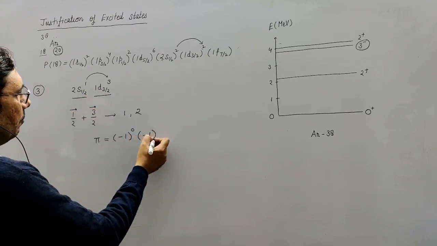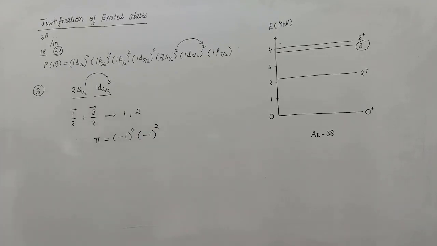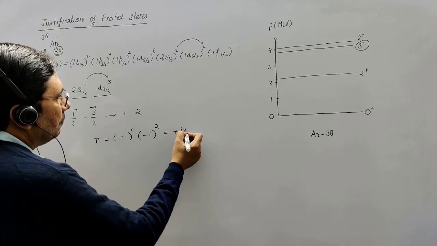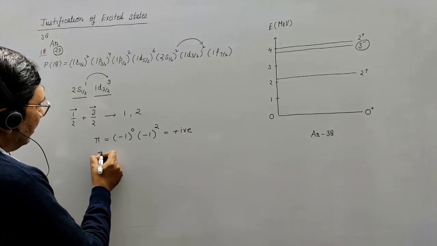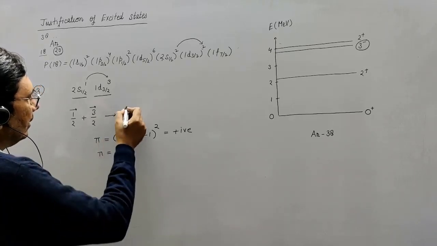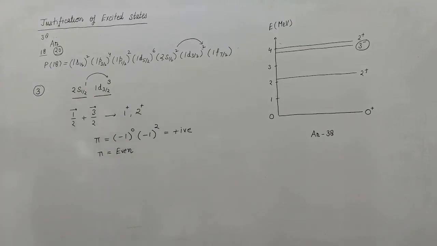So this will be SPD. So this will be 2. The L value for the D subshell is 2, so this will be positive. Automatically the parity will be even. So which states are possible? 1 plus and 2 plus. These 2 states are possible.